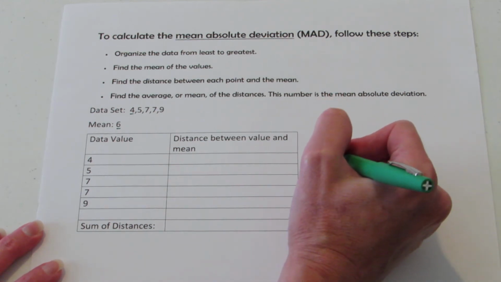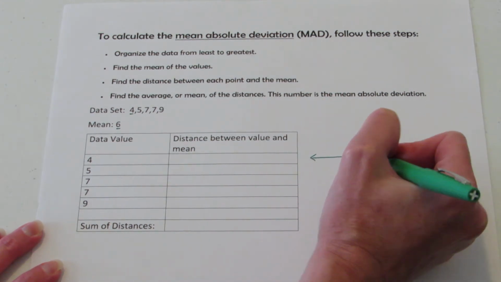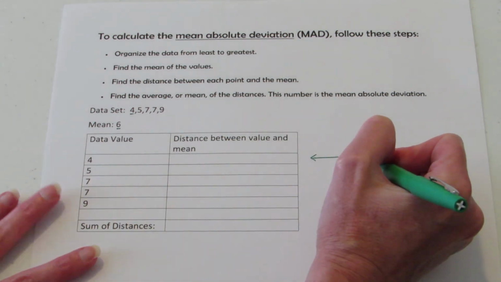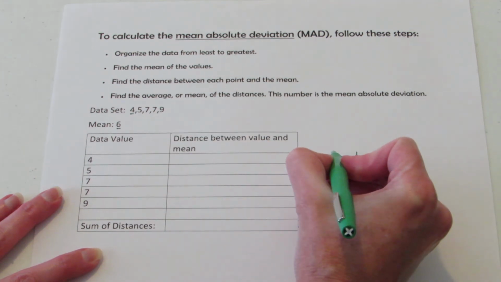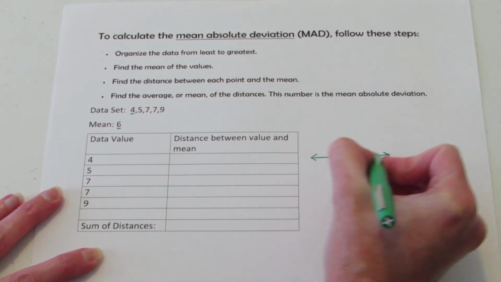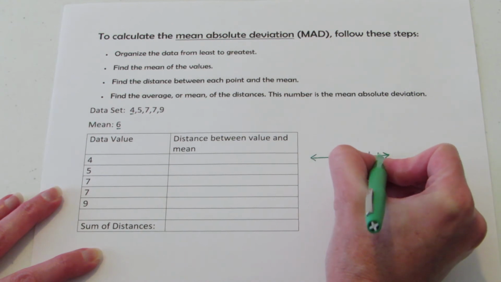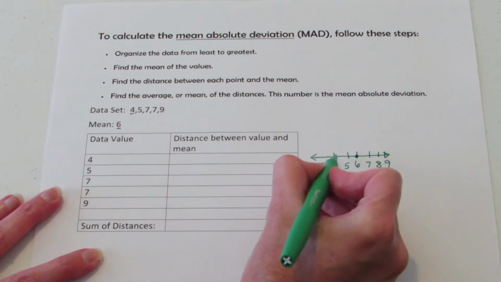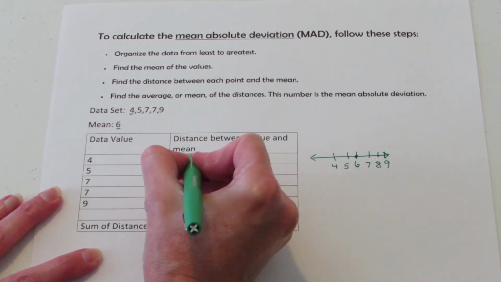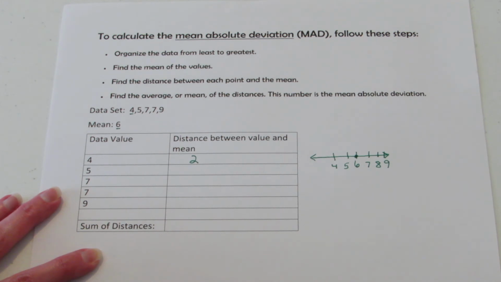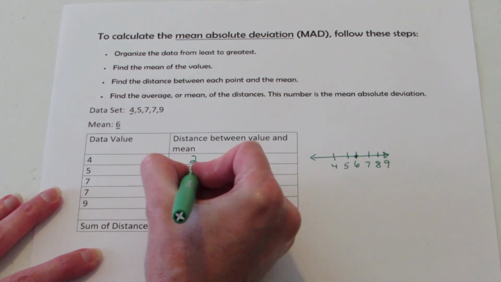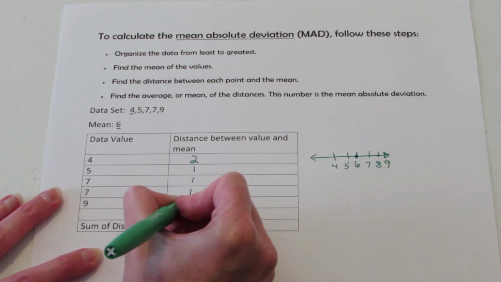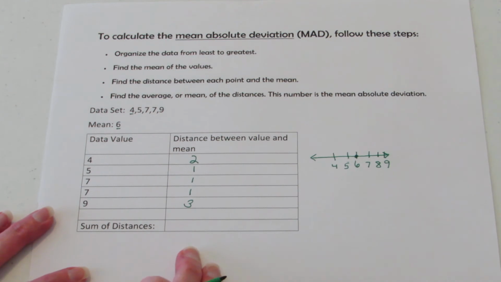And one thing that your Apex lesson talks about, there's some number lines in there. If we know this 6 is the mean, we can think about these numbers on a number line and what their distance might be from the mean. So in this case, if we're looking at the data value of 4, well, 4 is 2 units from 6, so that's the distance. 5 is 1 unit from 6. 7 is also 1 unit from 6, and 9 is 3 units from 6.